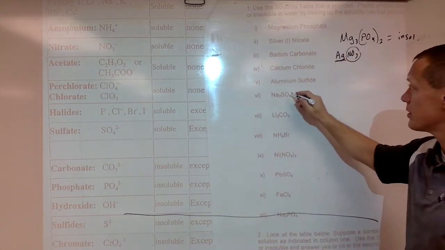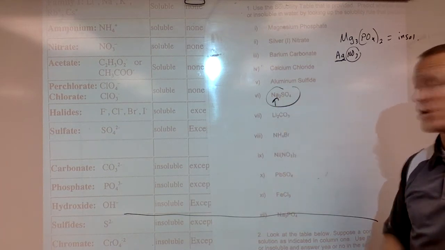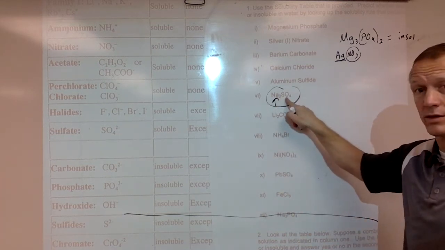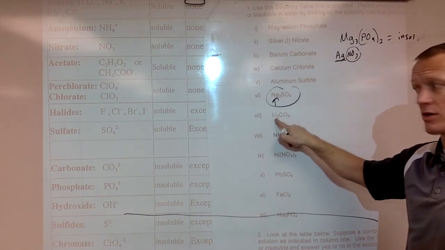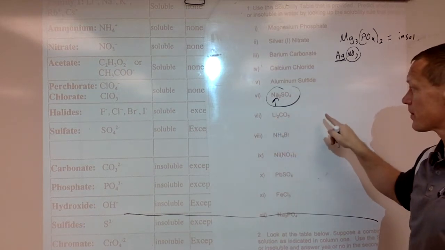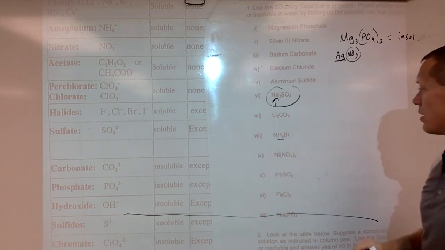If we look at a couple of these, Na2SO4, again, if you see a family 1 element in there, sodium is in family 1, always soluble. Doesn't matter what it's with. Same thing here. Lithium is in family 1, always soluble. Doesn't matter what it's with. NH4 at the beginning of the compound, always soluble.